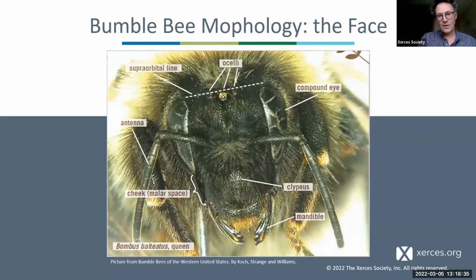And I'll zip through this photo. This is just another look at the head, now from the front, and you can see some of the same structures identified here. And I guess to pay attention to where those ocelli, or simple eyes, are relative to the compound eyes. And that dashed line is meant to show you that two of them are behind a line that connects the top of the compound eyes.